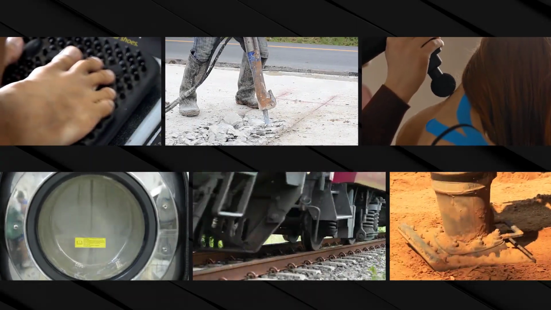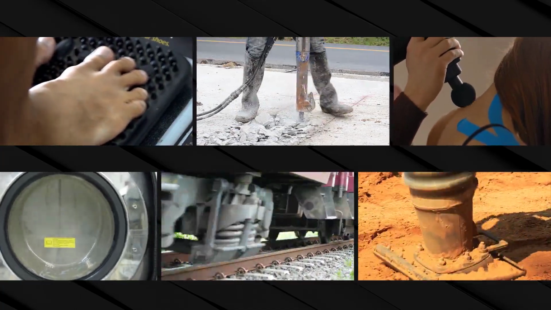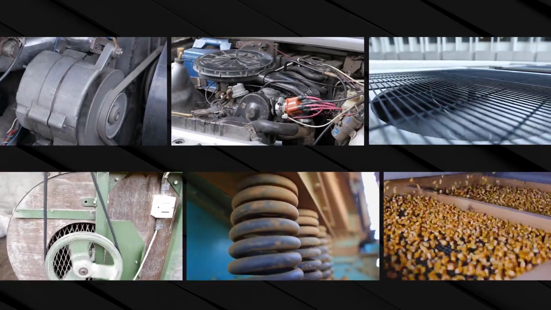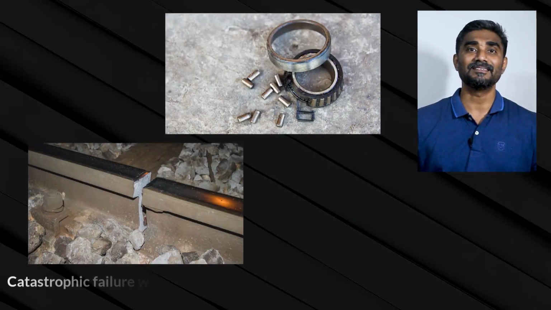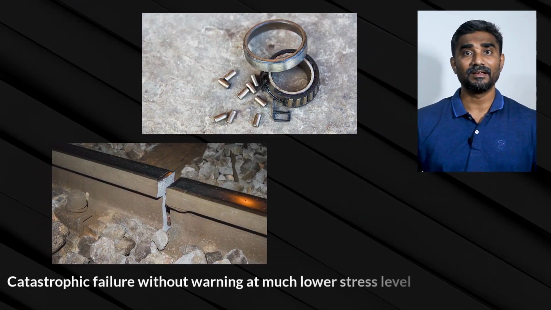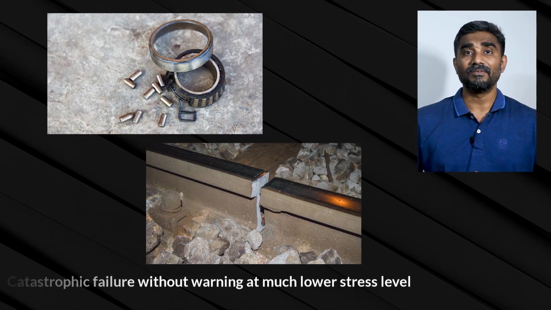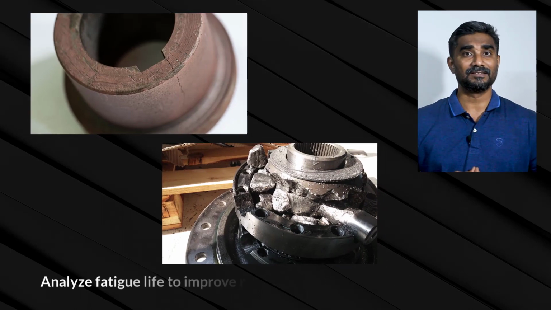Hello and welcome. Many system components around us experience cyclic loading. This fluctuation or harmonic loading may cause micro cracks to form and coalesce to cause fatigue failure. In such cases, catastrophic failure may occur without warning, even at a much lower stress level than those required to cause yielding of the components.